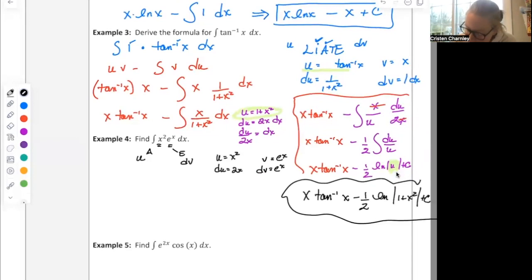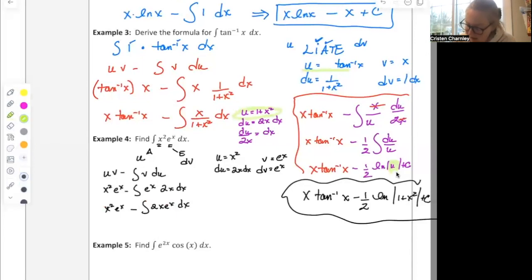So now we need to fill in our pieces. I've got uv minus the integral of v du. U is x squared, v is e to the x, minus the integral of e to the x, and du is 2x dx. So when I look at this, I'm going to put the 2x in the front, 2x e to the x dx. This piece on the right-hand side, unfortunately, I don't have an antiderivative for that directly. So guess what? We're going to use integration by parts again.